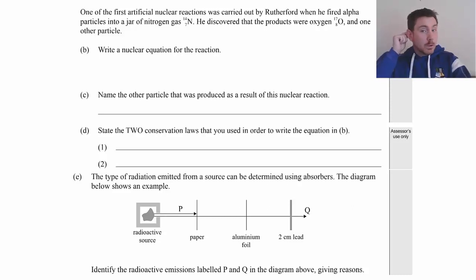And we know that oxygen is created, and so on the right-hand side of the reaction, we would have oxygen, mass number 17, atomic number 8, and that leaves one other particle that we need to identify.